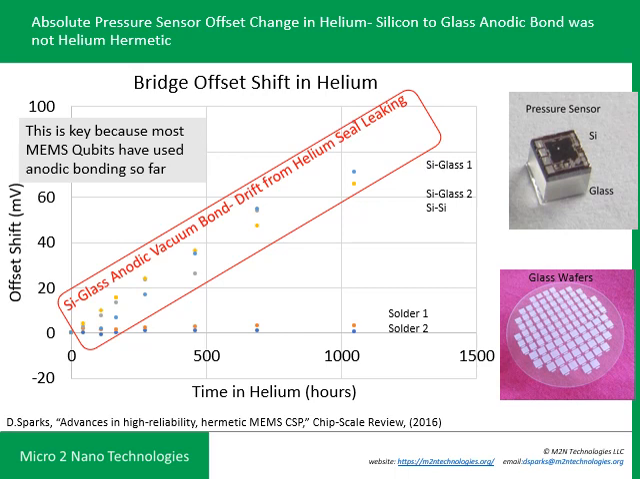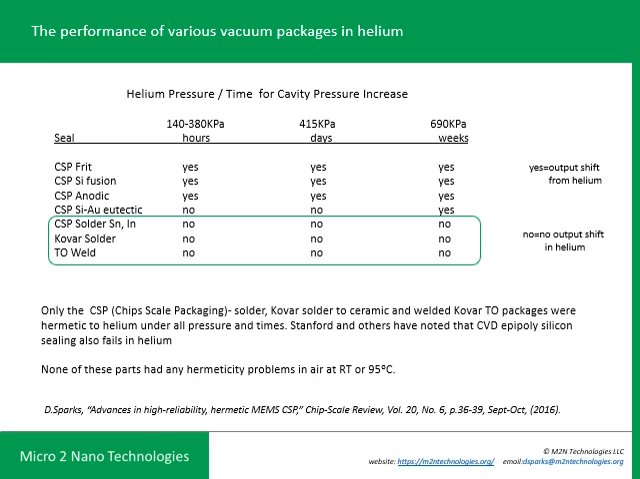I found that silicon to glass anodic bonding was really permeable to helium, unfortunately. This is some data from a 2016 study that I did. This was a pressure sensor that used silicon to glass anodic bonding. We looked at 3 different manufacturers of this, and all of them leaked helium at this silicon glass interface. This is key because most MEMS qubits made to date have used silicon to glass anodic bonding, so just something to be aware of. Helium is a weak point to this bonding technology. And here's a survey of all the different vacuum packages for MEMS that I looked at.